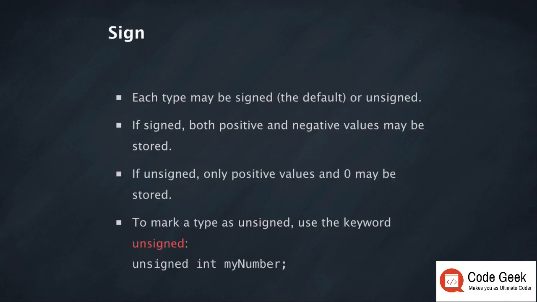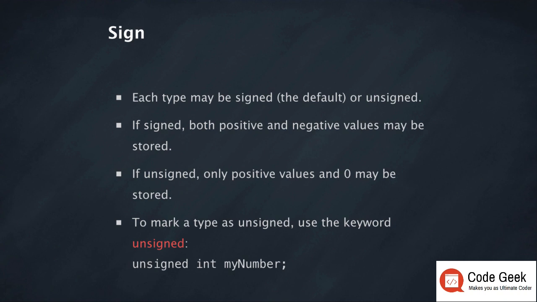Talking about sign, there are really two types of sign in a programming language. There is positive and negative. Each type that we talked about may be signed, which is the default, or unsigned. Signed simply means that the number can take either a positive, a negative, or 0 value. Unsigned means that only positive values and 0 may be stored in that type.